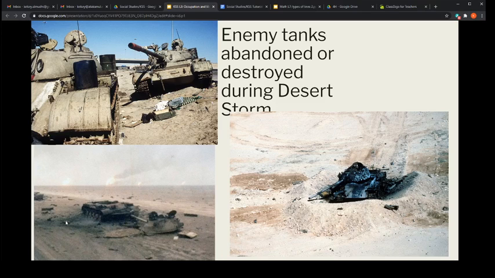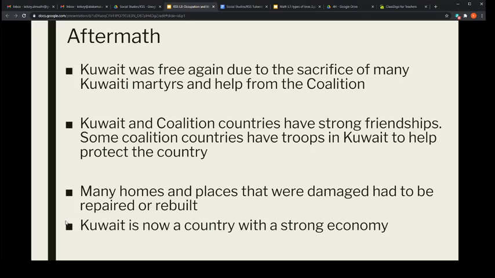Here are some examples of enemy tanks and different forms of destroyed Iraqi large machinery during Desert Storm. Kuwait was free again due to the sacrifice of many Kuwaiti martyrs and help from the coalition.